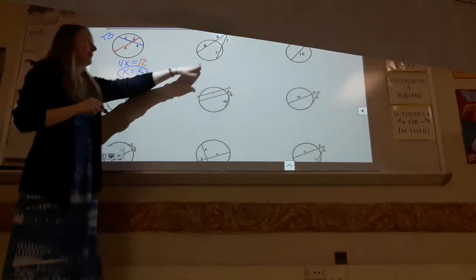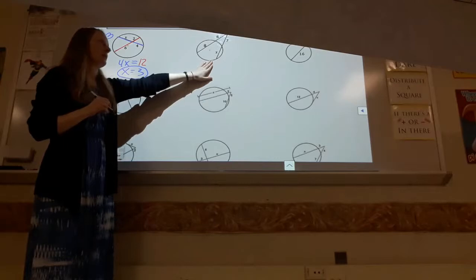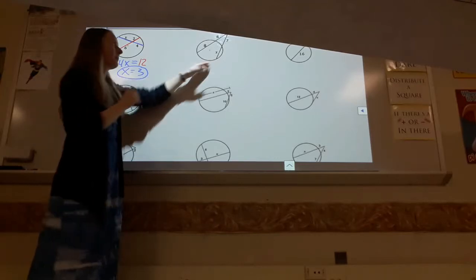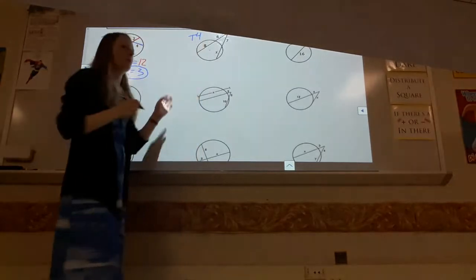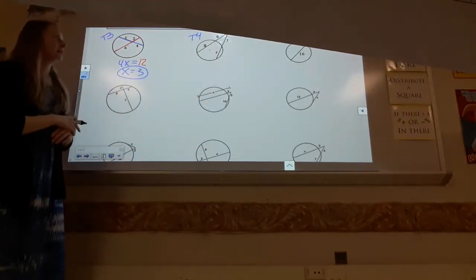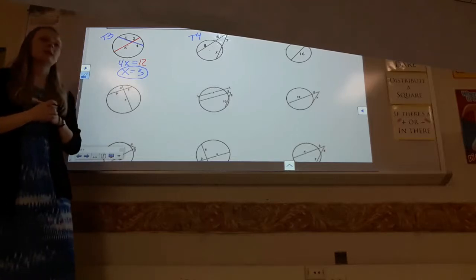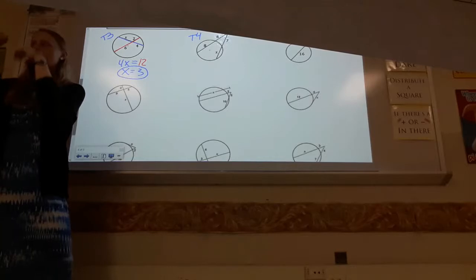Alright, what about this one? Do I have 2 chords, 2 secants, or 1 secant and 1 tangent? 2 secants. So is that theorem 3, 4, or 5? 4. Theorem 4. I know, they're numbered according to 1, 2 on the previous page, and then 3, 4, 5 for this page. Alright, so when you have secants, you do the full length of the secant times the outside part equals the full length of the other secant times the outside part.